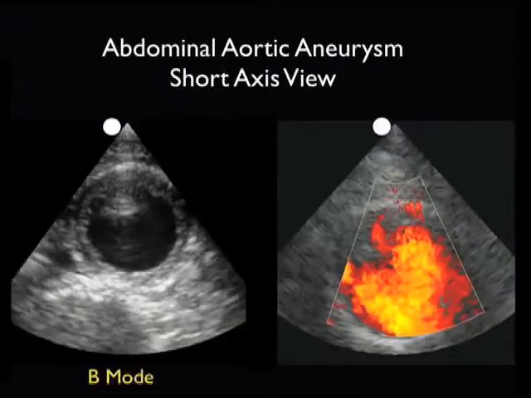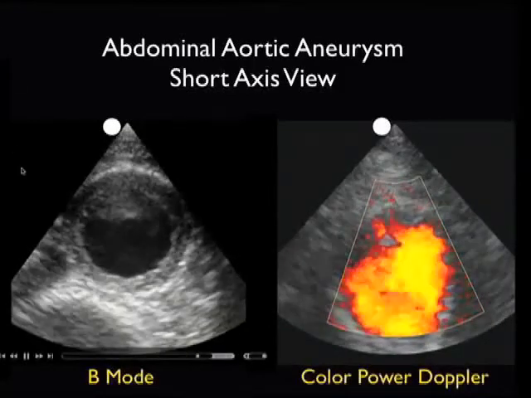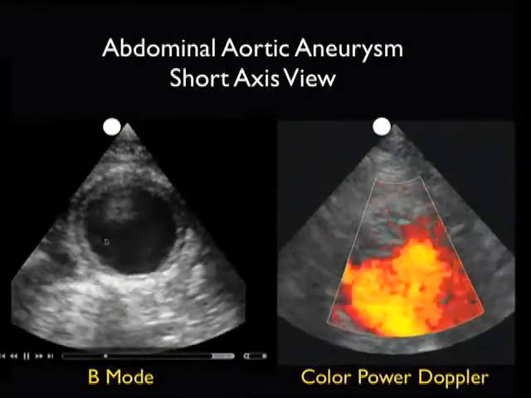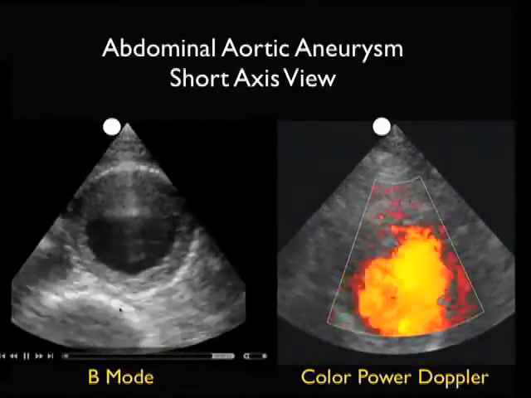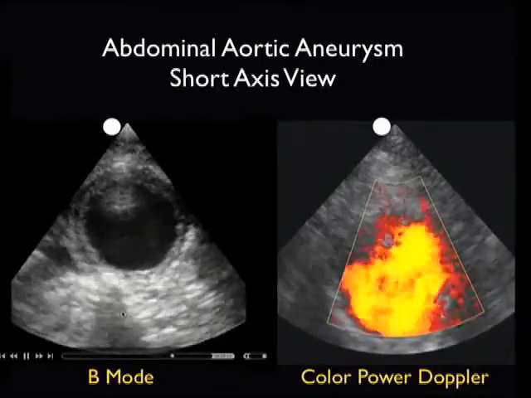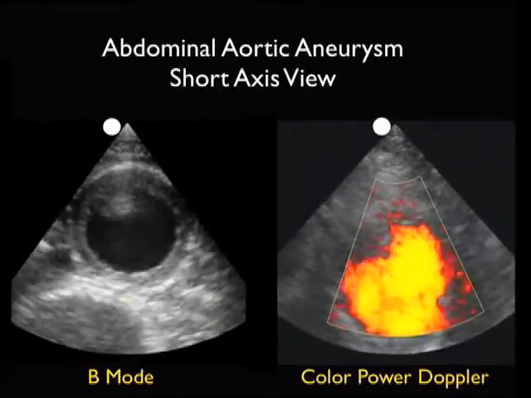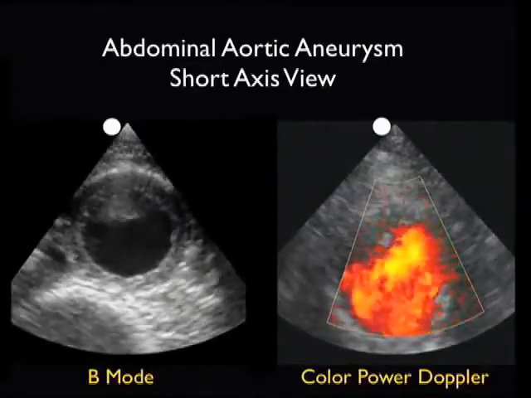Here's a short-axis view of a very large abdominal aortic aneurysm in a patient who presented to the emergency department with abdominal and back pain. With a small indicator arrow, I'm showing in the B-mode image towards the left the large AAA, and there's the spine, which is our landmark for determination of the aorta. We can see the color power Doppler image towards the right, showing pulsations of blood within this very large AAA.